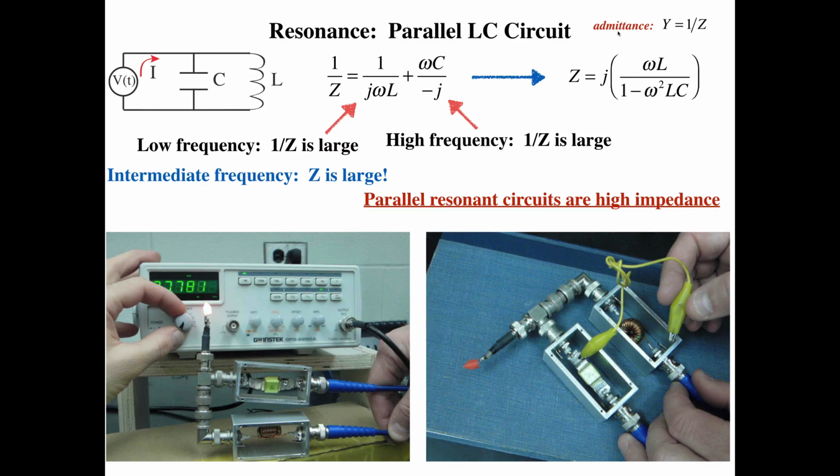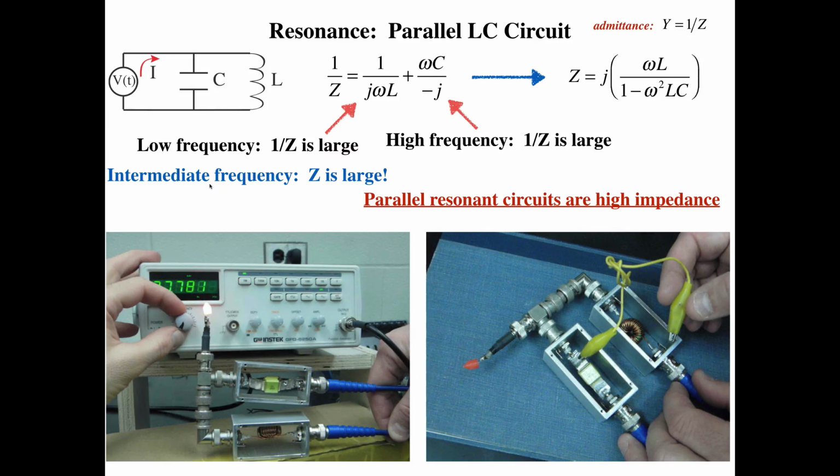Another definition that we should keep in mind is admittance, given the symbol Y, which is just the reciprocal of the impedance. And for parallel circuits, the total admittance, which would be 1 over Z, is equal to the sum of the admittances. So here's the reciprocal of the impedance of the inductor, and likewise the reciprocal of the impedance of the capacitor. And again, you could look at this diagram, or this equation, and see that at low frequency 1 over Z would be high, and at high frequency 1 over Z is large over here.